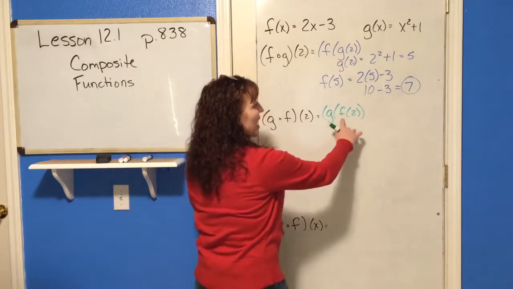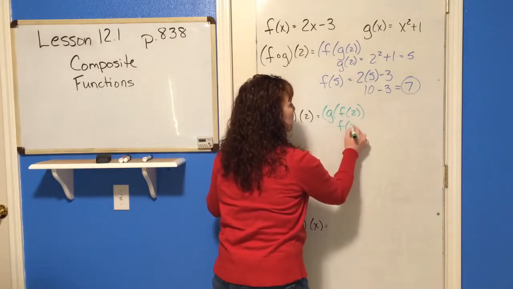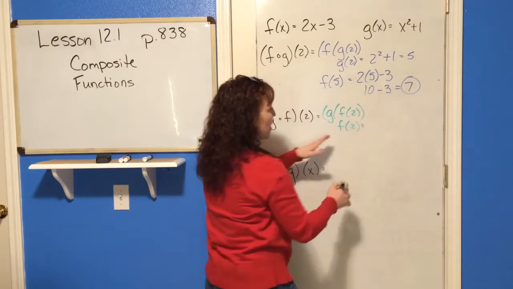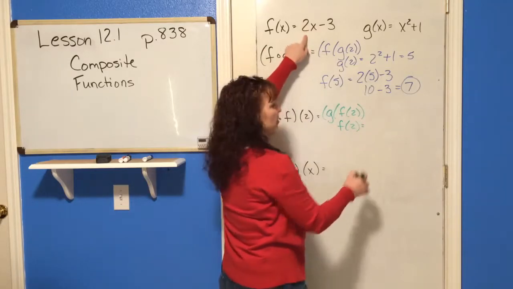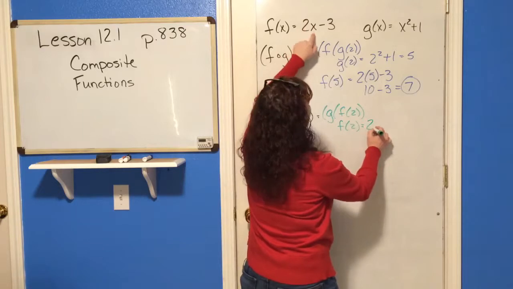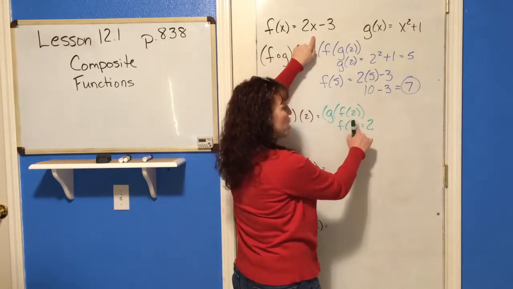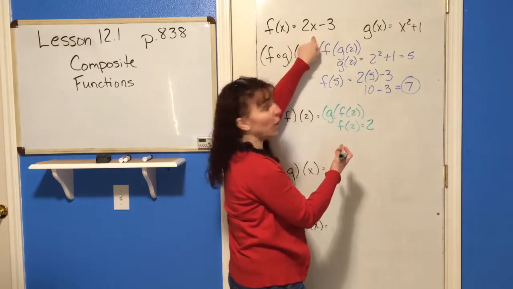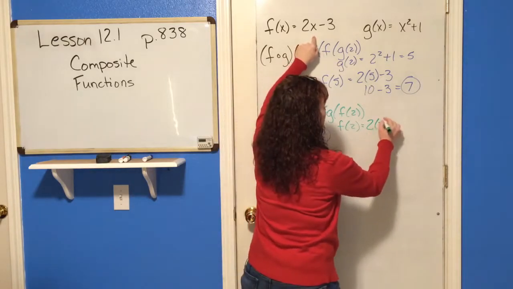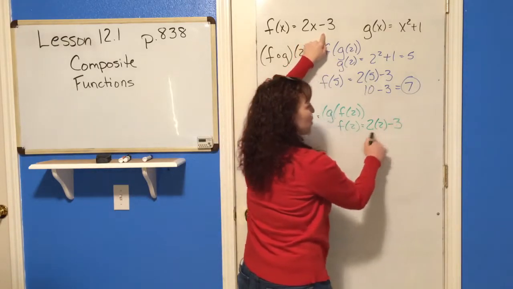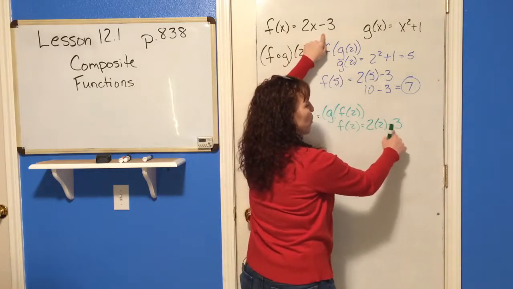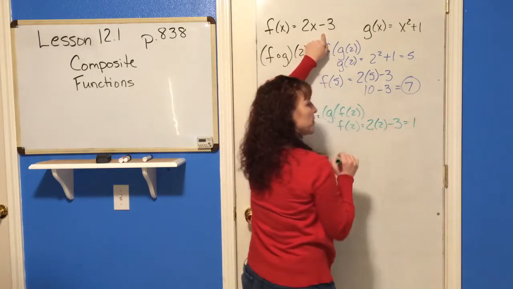So we're going to take f of 2, which uses the function of f. 2 times x, where we want the function of 2. So 2 becomes our x. So 2 times 2 minus 3. Now 2 times 2 is 4. 4 minus 3 is 1.